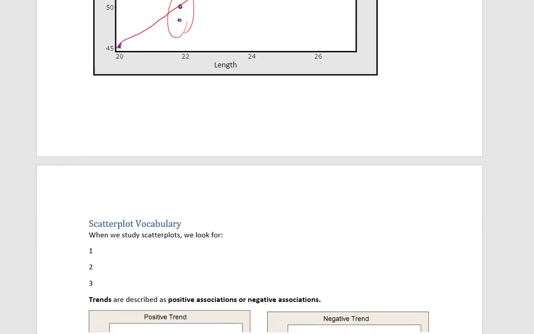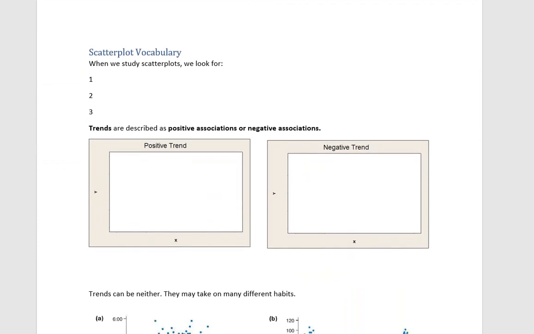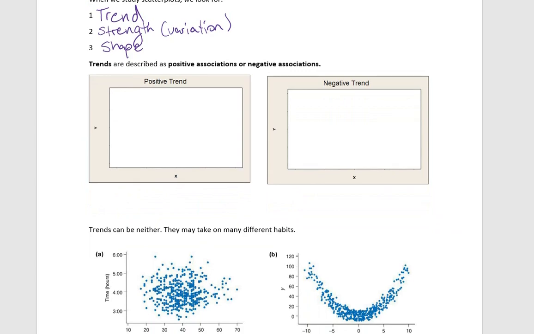Alright, so let's talk about some of the vocabulary that comes with scatter plots. One that we're going to have is trend. The next one after that is going to be strength and shape. Strength is going to be talking about how much variation we see on the graph. This is actually going to get a numerical connotation to it a little bit later, but right now we're going to use words like strong, weak, or so-so. First we're going to talk about trend.